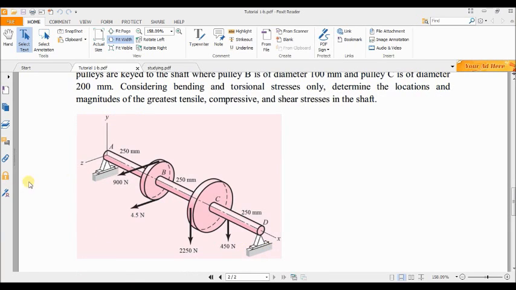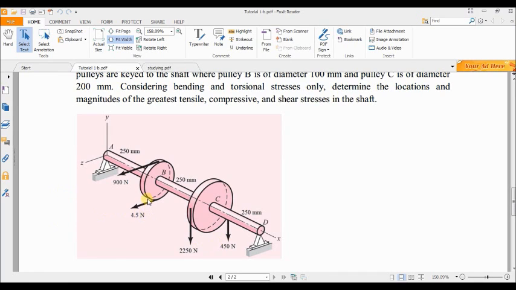As you can see, on each pulley we have two loads. Normally when the pulley is turning or driven by a belt, there are two sides of the load. One side we have maximum tension and on the other side we have minimum tension. Here is 900 Newton and here is 4.5 kilonewton. This should be correct, 4.5 kilonewton. And here again we have maximum tension and minimum tension, 2250 and 450 Newton.